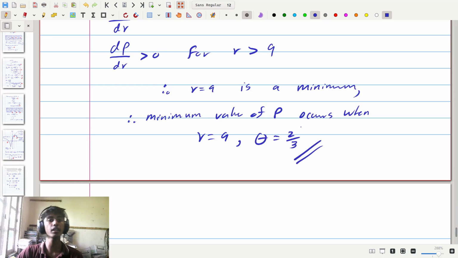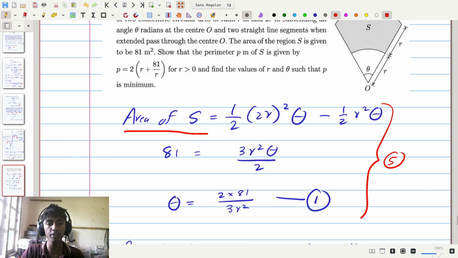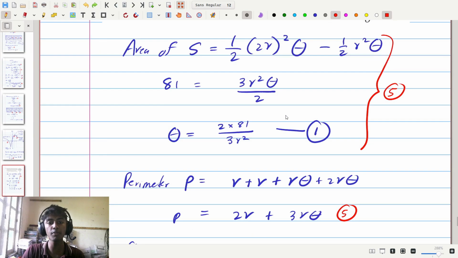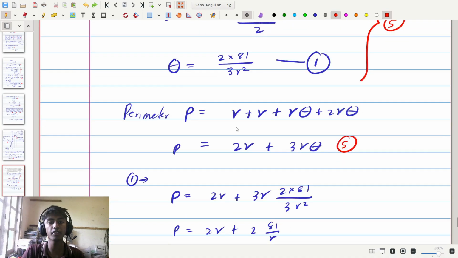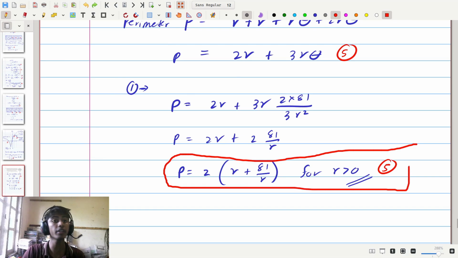Now finally, let's go up and discuss the marks awarded for this question. So at the start of the question, when you find the area of S and equate with this, simplify, substitute, and get this equation for theta in terms of r, you get 5 marks. After that, when you then write down the equation as perimeter, like so, as 2r plus 3r theta, you get 5 marks. And when you substitute in the value from equation number 1 into there, simplify, and get the equation that they gave us, you get another 5 marks.